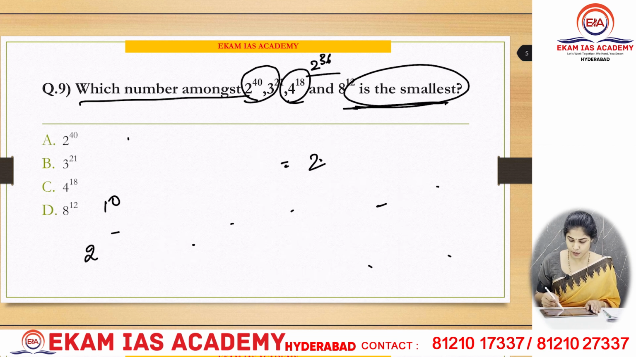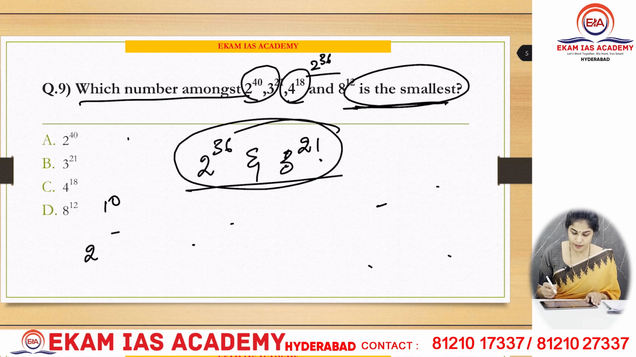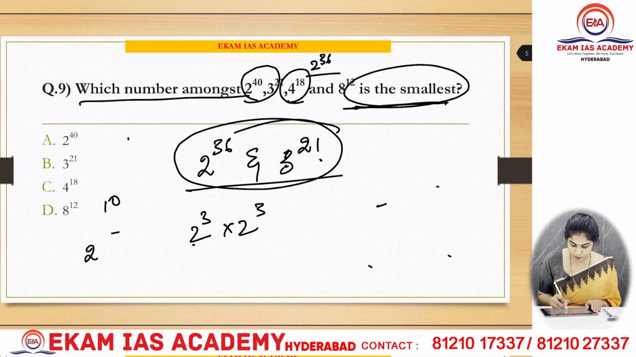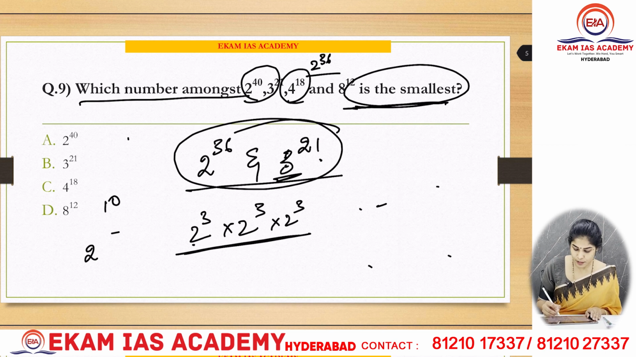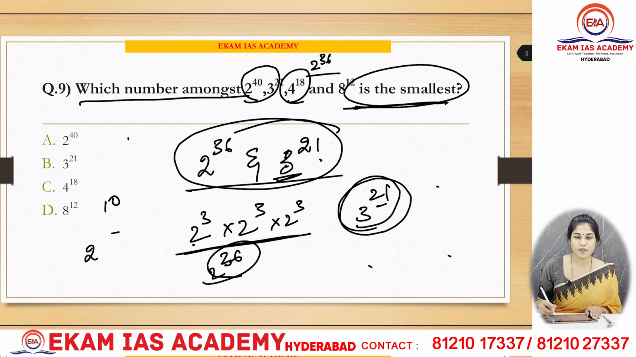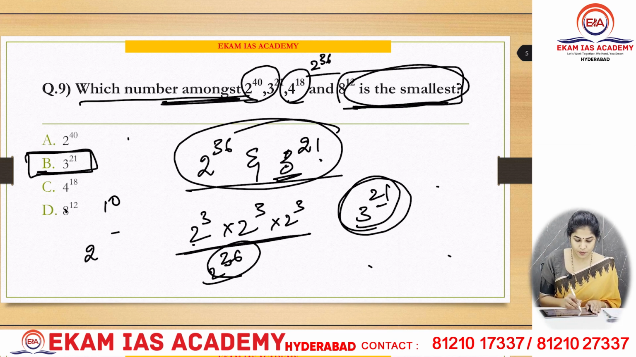So let's check now 2 power 36 and 3 power 21, right? In this I am writing this as 2 power 3 into 2 power 3 into 2 power 3. When you see the denominations of 3 power 21 and 2 power 36, 3 power 21 is always smallest. So that is B option. 3 power 21 is the right answer. He is asking which of the following is smallest. So it is 3 power 21.